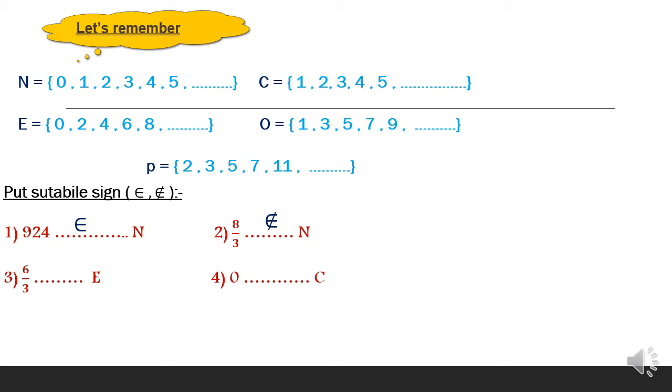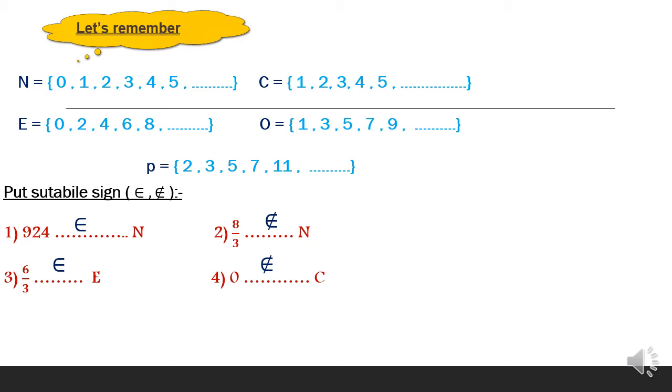6 over 3, or 6 divided by 3. Notice that 6 is divisible by 3. Make the division operation first. 6 divided by 3 equals 2. 2 belongs to even numbers. 0 to counting numbers, of course 0 does not belong to counting numbers.